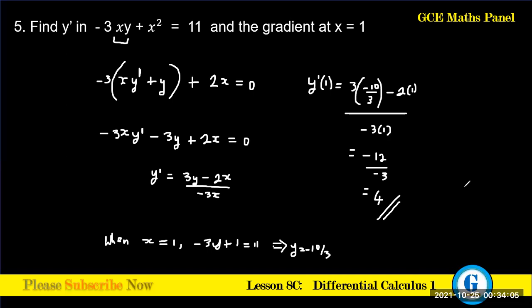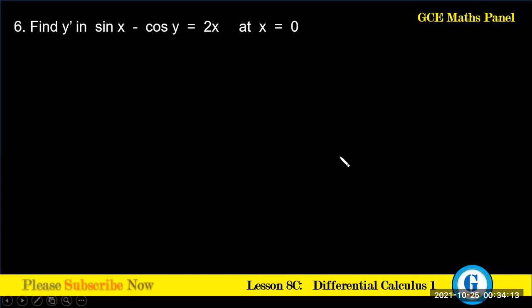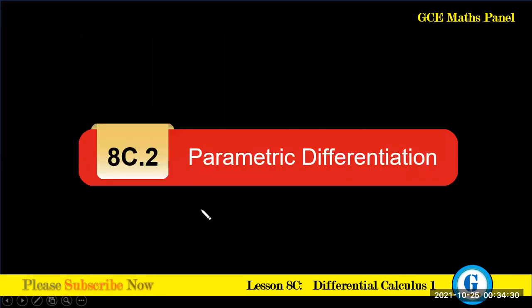All right, let's go on to the next part of the questions. You can equally do this one. Find y prime in sine x minus cos y equals 2x at x equals 0. So you can do this differentiation very fast. This is also an implicit function. So we differentiate sine x, we'll have cos x.